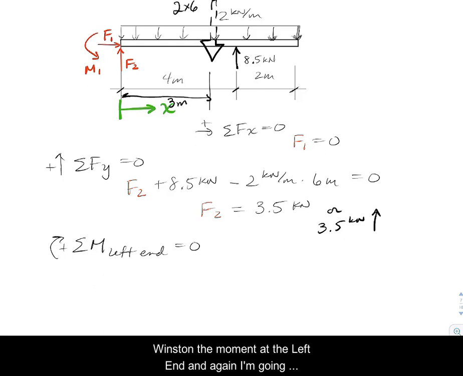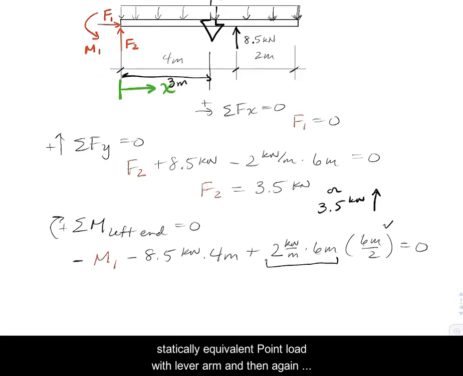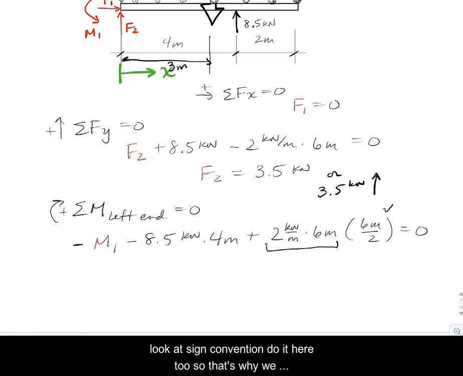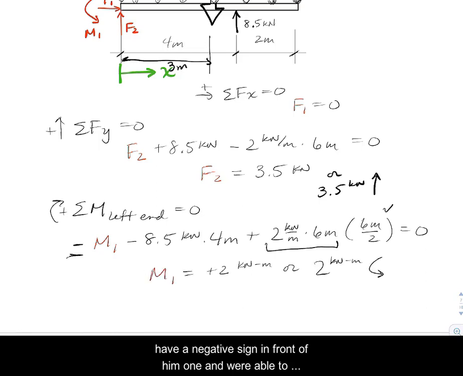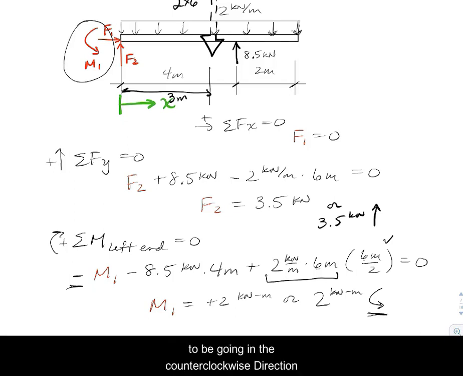the left end. And again, in that equation for M1, I'm going to have the distributed load and the 8.5 kilonewton load. So you see how my distributed load has shown up as a statically equivalent point load with its lever arm. And now again, we've got sign convention to adhere to, so that's why we have a negative sign in front of M1. And we're able to solve for M1. It's positive. And that relates back to the free body diagram that I've drawn. So that means that it is going to be going in the counterclockwise direction.